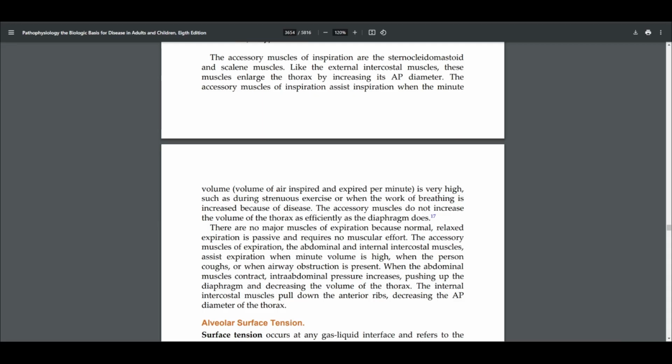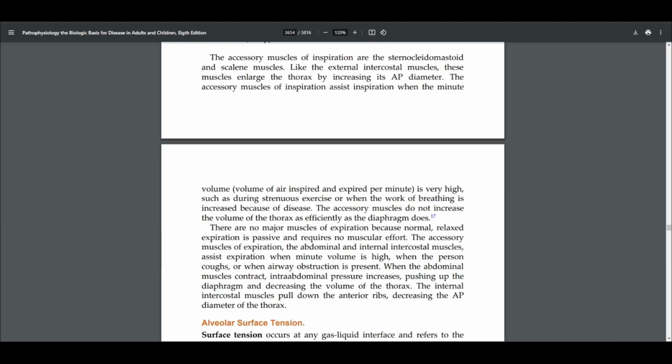The accessory muscles of inspiration are the sternocleidomastoid and the scalene muscles. Like the external intercostal muscles, these muscles enlarge the thorax by increasing the anterior-posterior diameter.